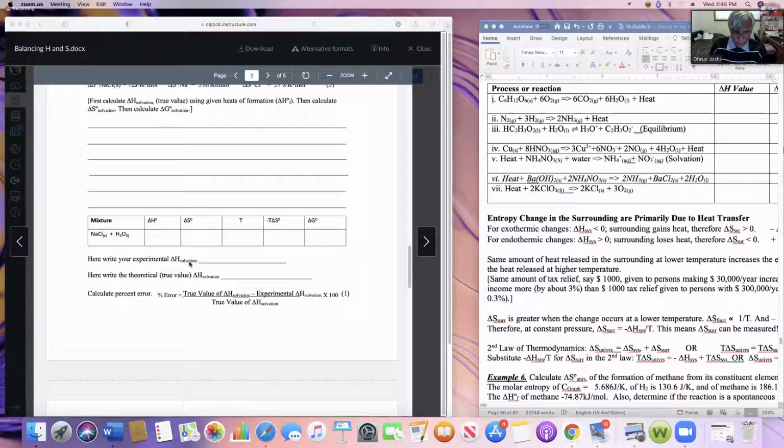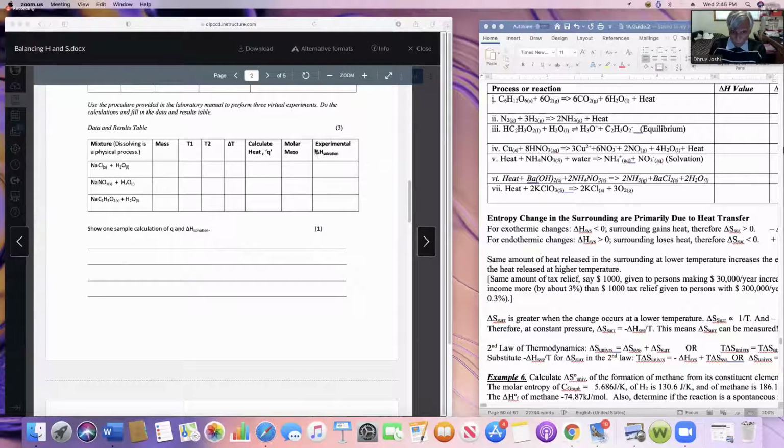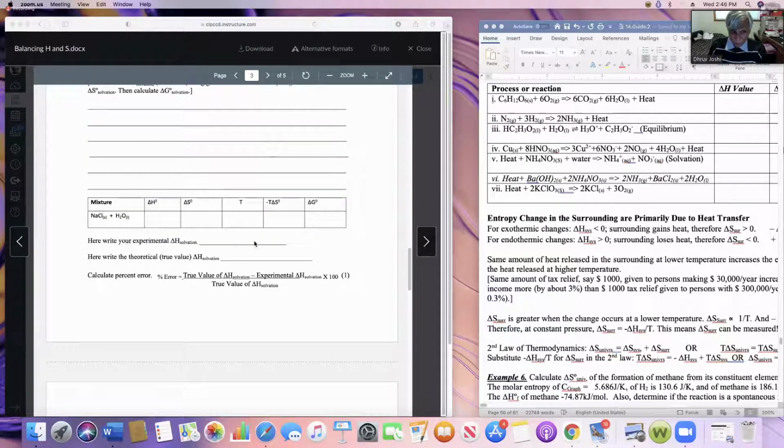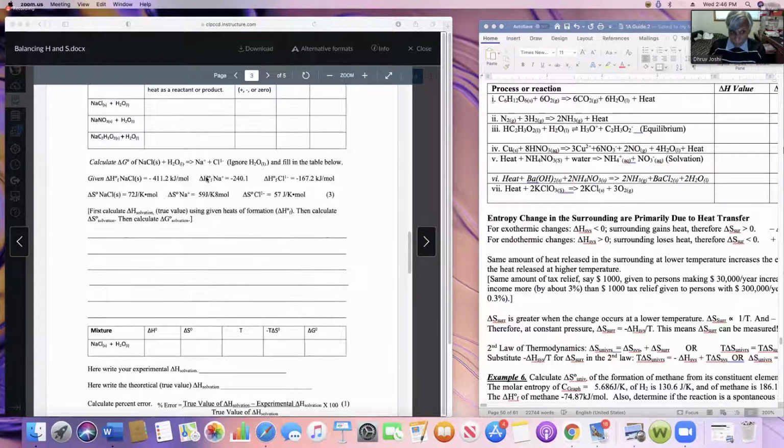Here, write down your experimental heat of solvation. For only one of them we are going to do the percent error. You are going to calculate all three, but you are going to show the percent error for just one of those. That's all. Here, write your experimental value. Here, write the theoretical value of heat of solvation. And how to find that, we'll talk about that. That's just what we did earlier. It's simple as that, but we'll also look at that. And the percent error is this, so you can find the percent error. So that's part of the experiment.